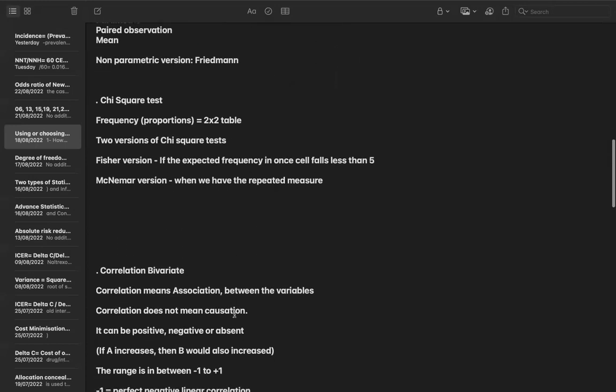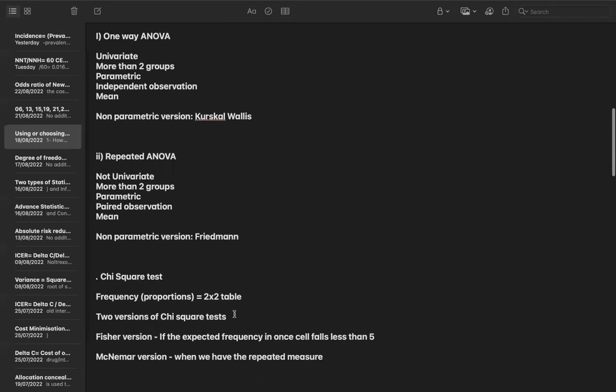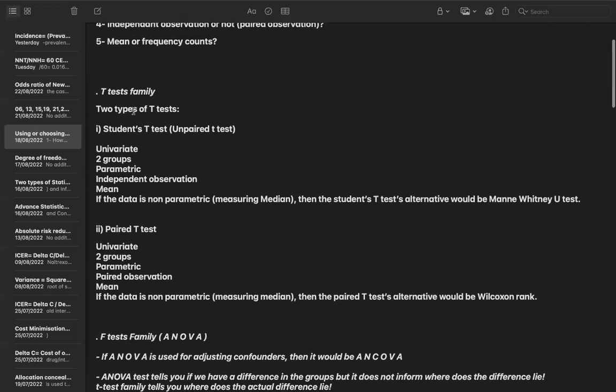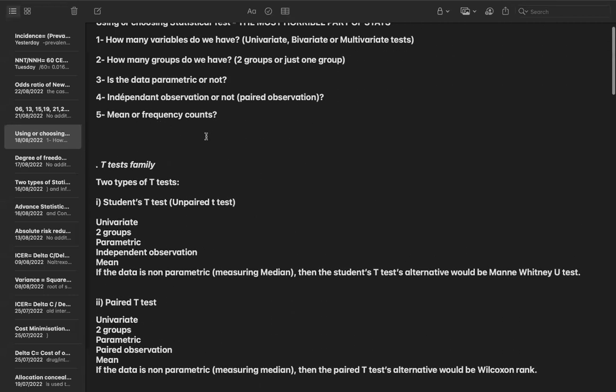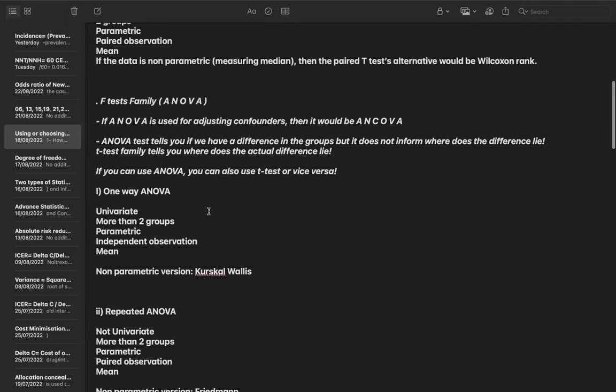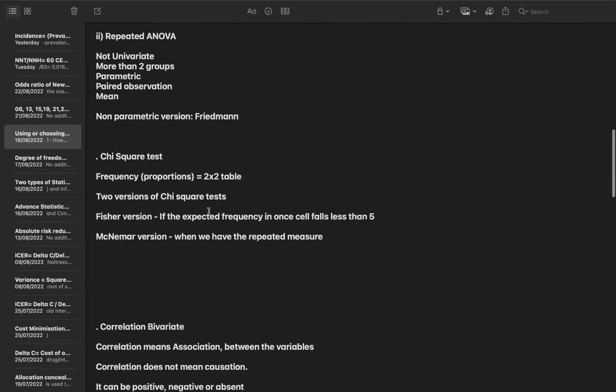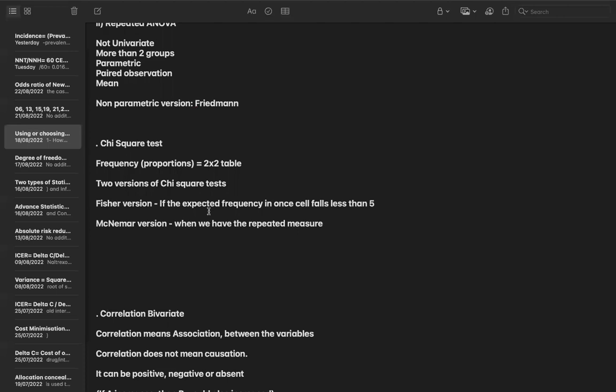Moving on, we have the chi-square test. If you see our main questions, it was asking about mean or frequency counts. So we are done with the mean, and now we have a test which measures frequency, which means categories, which means proportions, which means we have categorical data. For this, we have a 2x2 table, and we have two versions of the chi-square test. One version is called the Fisher version, and it is used when the expected frequency in 20% of the cells falls less than 5 in one cell.